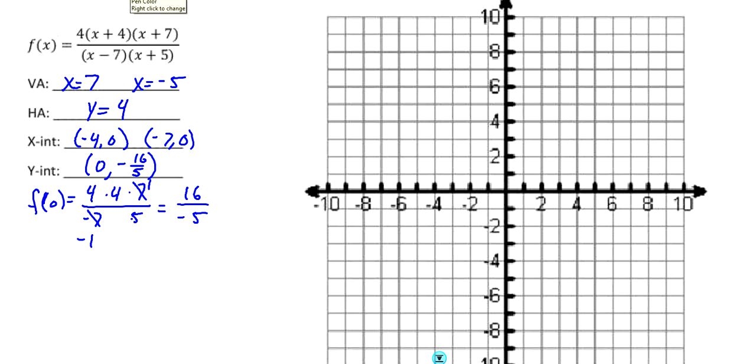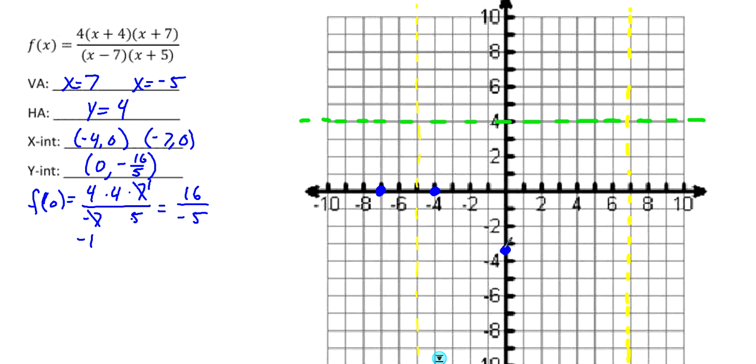Fractions. So start with our asymptotes. I have one at -5 and one at +7, like that. My horizontal is at 4, all the way up here. My x-intercepts are at -4 and -7. And then I have a y-intercept, -16 over 5. That's basically 3 and a little bit. So it's going to be somewhere right there.